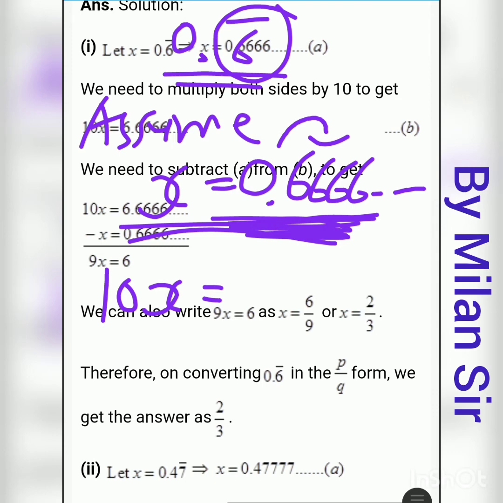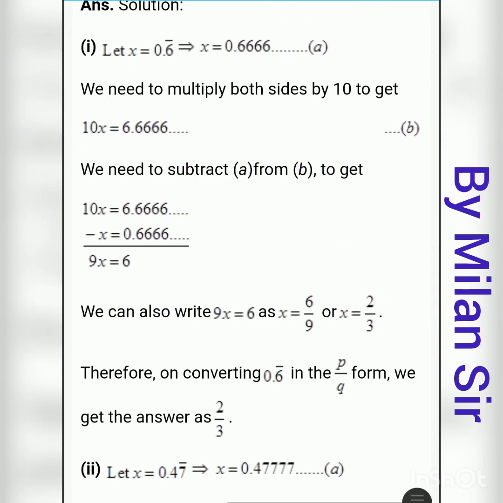If we multiply with 1000, then this decimal point moves three digits to the right. But here we multiply with 10, so this decimal point moves one digit to the right. So it becomes 6.6666 continuing. The decimal point moves one digit right, so 6.6666, that means 6 only. So 6.6666 continuing.